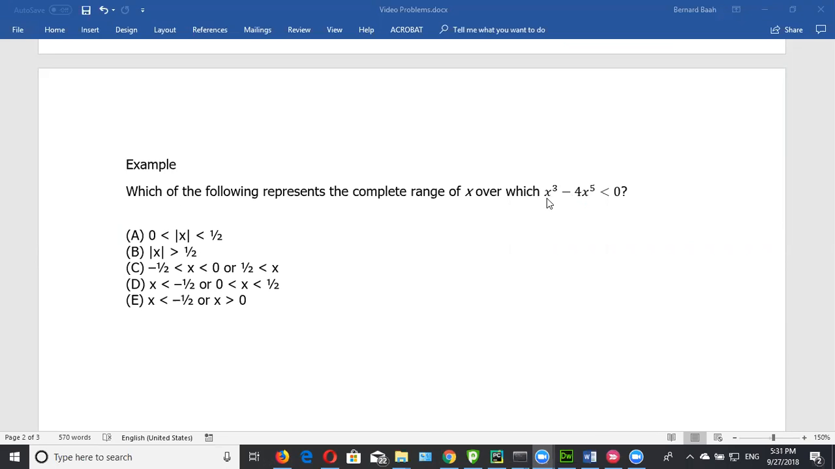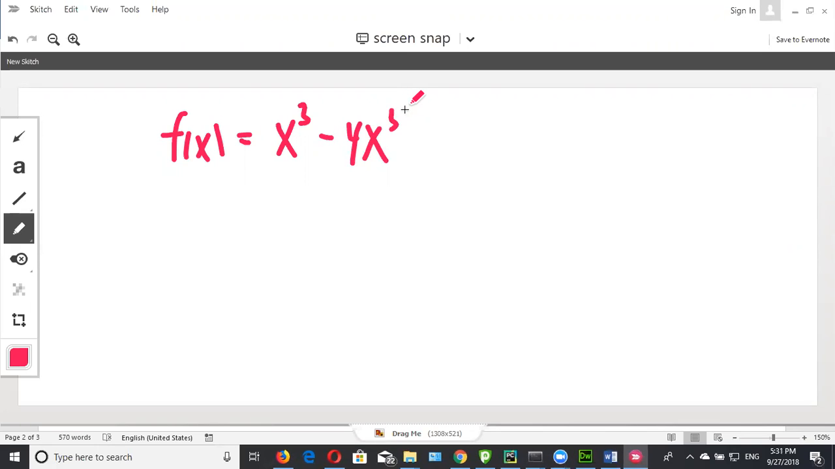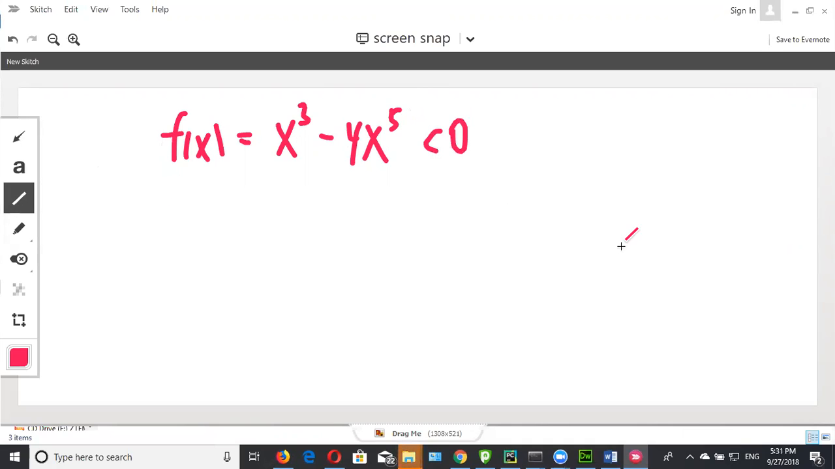You have to set the function equal to 0 and then find the zeros. So we have x cubed minus 4x to the 5 as our function, and we want to see where this is less than 0. But the idea is that if you think about a graph of a function, it's usually going to be less than 0 or greater than 0 in any given region.